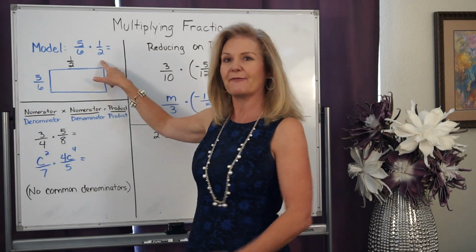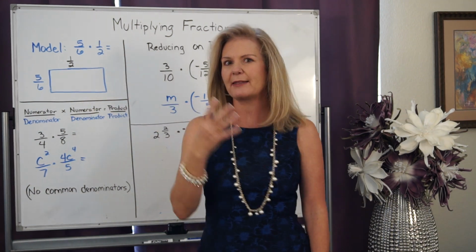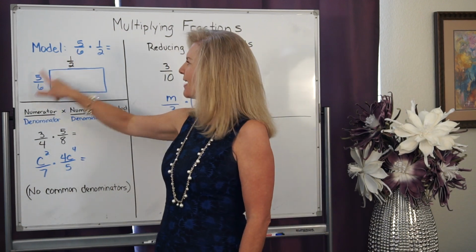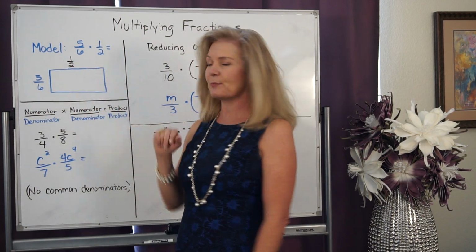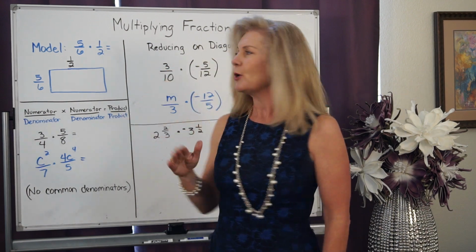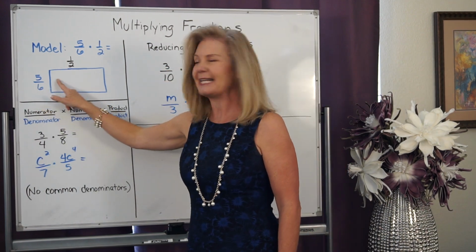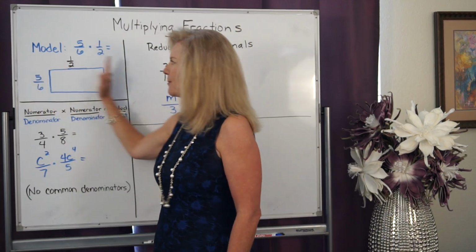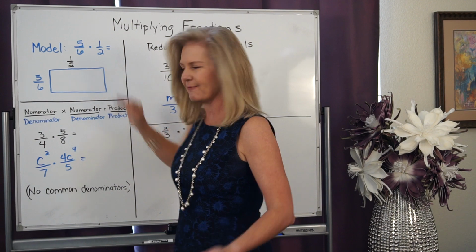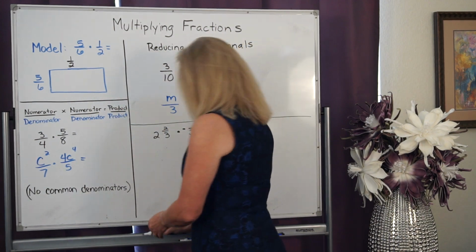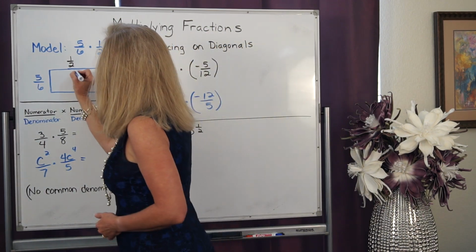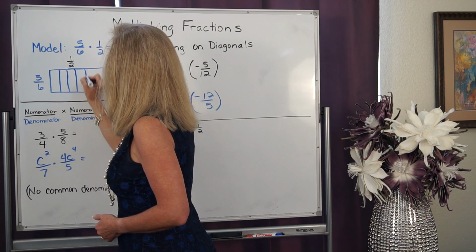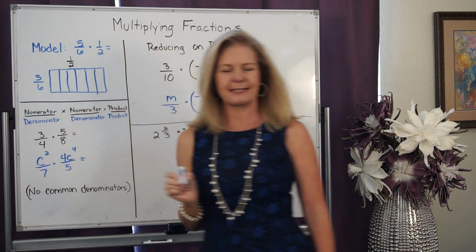If I have 5/6 times 1/2, the way that the model works is we're going to draw a big rectangle. And we're going to place 5/6 on one side and we're going to put 1/2 on the top. The 6 tells me that I need to divide that rectangle into 6 equal pieces. And I'm going to do it from left to right because that's where I have my 5/6. So if I cut it into 6 equal pieces, it should look like this.